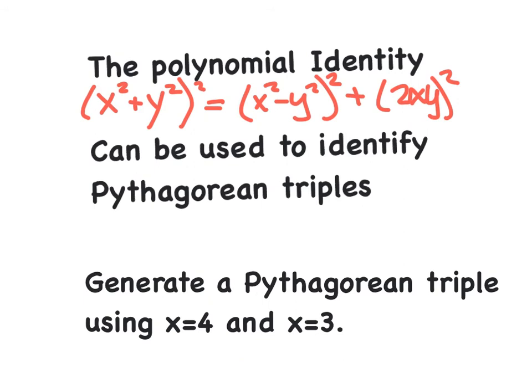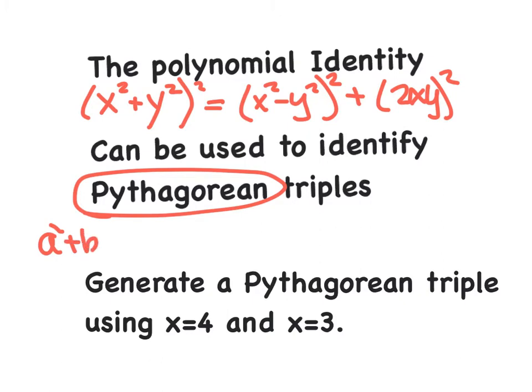The polynomial identity, the quantity x squared plus y squared, squared equals x squared minus y squared, squared plus 2xy squared, can be used to identify Pythagorean triples. So let me just remind you about Pythagorean. That's a squared plus b squared equals c squared. Okay, and triples are numbers that work in there. So if you recall from geometry, maybe even algebra, this is your a side, your b side, your c side is always the hypotenuse across from the right angle. Anybody that works in there is going to be called a Pythagorean triple.